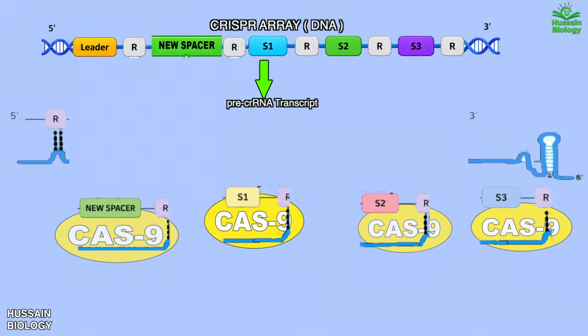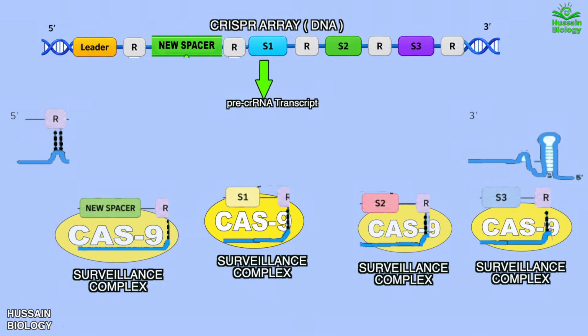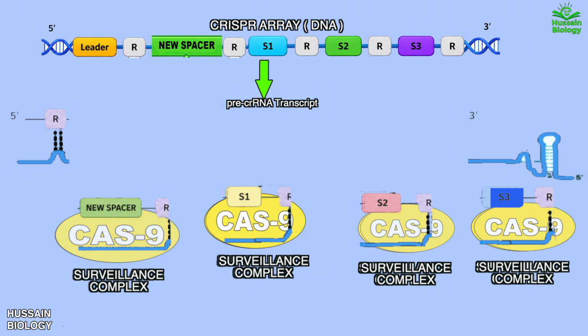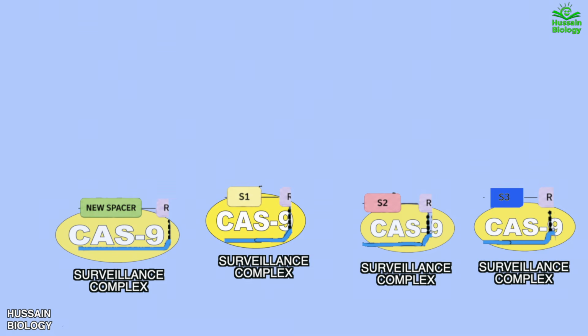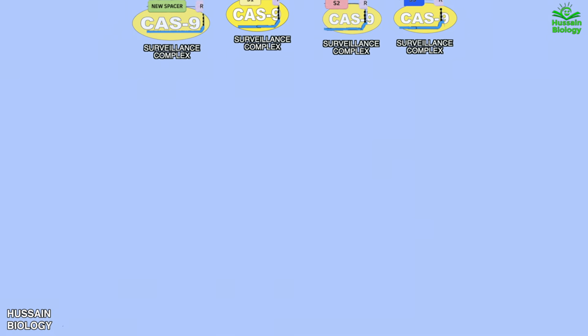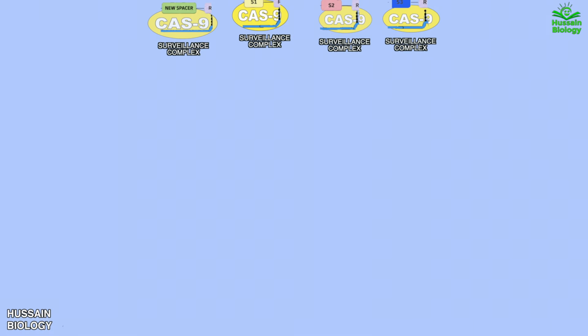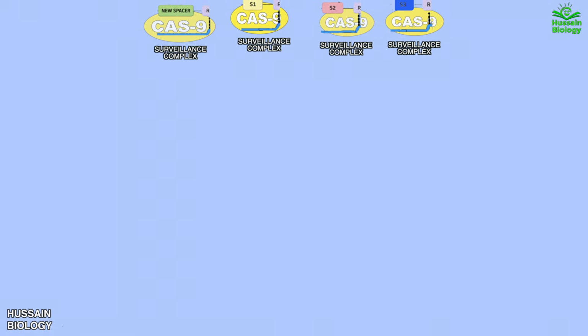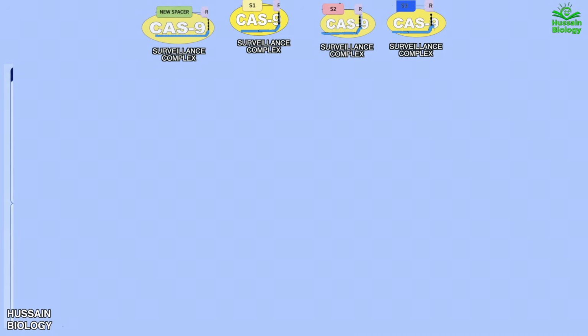And this complex is now the surveillance complex. The tracer RNA, cRNA and Cas9 molecule bound together forms this surveillance complex. The cRNA provides the sequence-specific information, while the tracer RNA helps form and stabilize the complex with Cas9. So now the surveillance complex is ready, and this brings us to the fourth and final step, the interference.